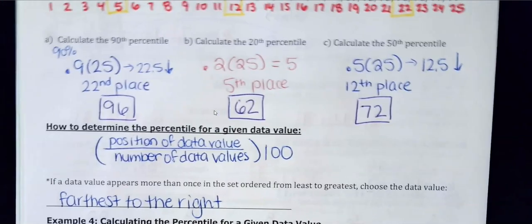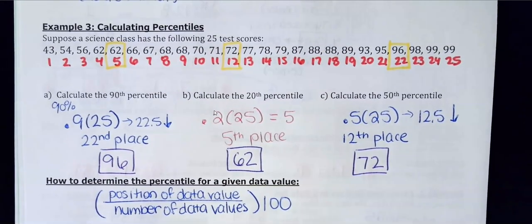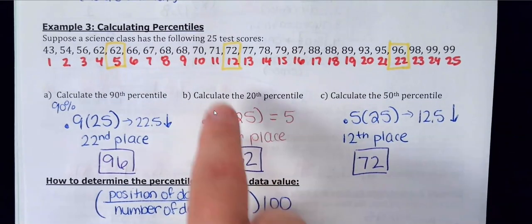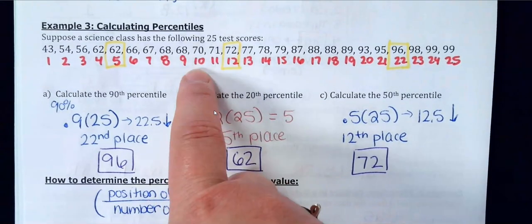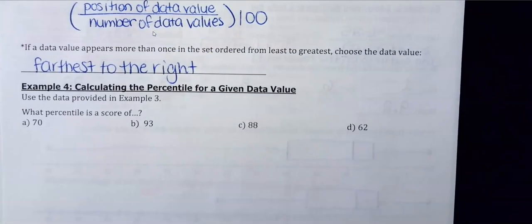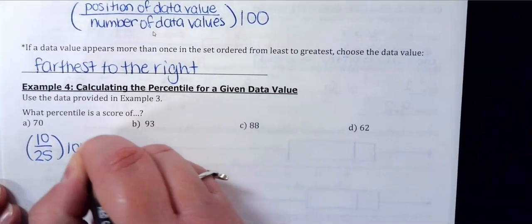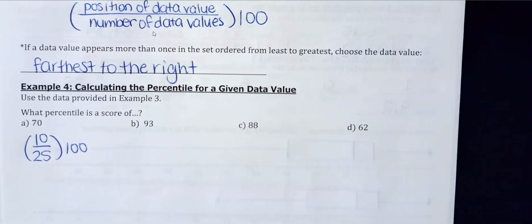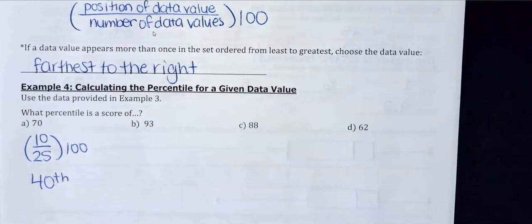Okay, and I should have scrunched this so we could see these at the same time. If you look down at example 4, we're going to find what percentile the score is. The first one they list is 70. I'm just pulling this down so you can see it. 70 is in the 10th position of this list. So to calculate your percentile, this is just 10 out of 25, and then you multiply that by 100. That'll give you your percentile. So just 10 divided by 25, multiplied by 100. This would be the 40th percentile.